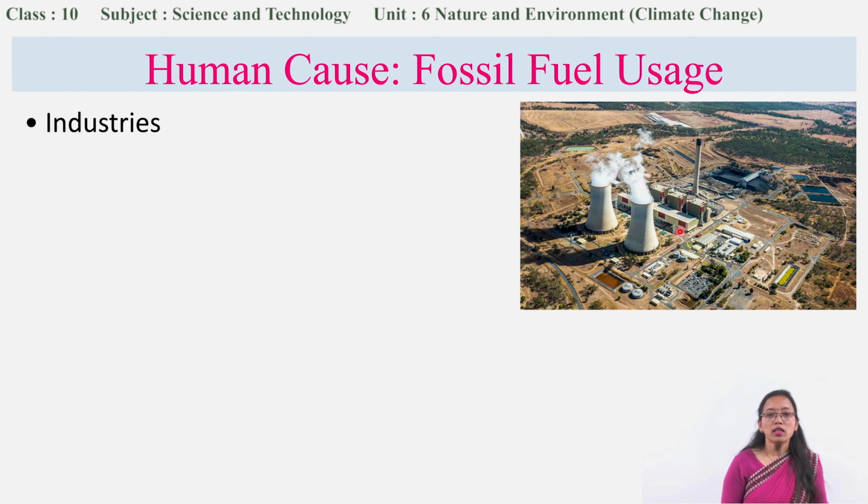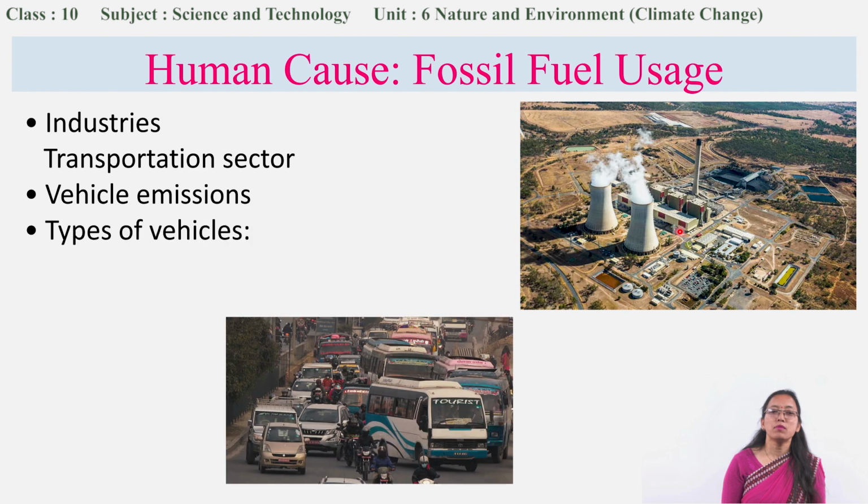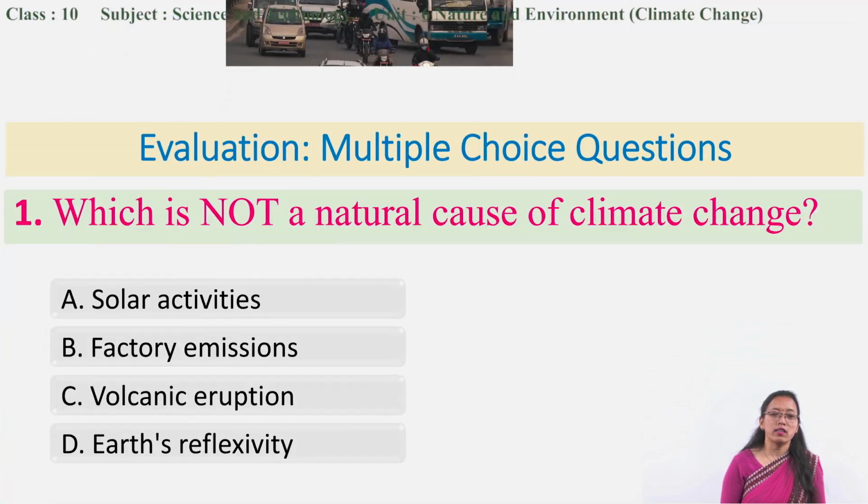And where is it released from? Industries and transportation sectors, all of you know, vehicle emissions. There are different types of vehicles. Some use petrol, some use diesel, some use coal, just like trains, which used to use coal. When coal burns or combusts, it releases a large amount of carbon dioxide and other harmful gases. So all of this causes climate change. Examples of vehicles are cars, planes, buses, ships, trucks, etc.